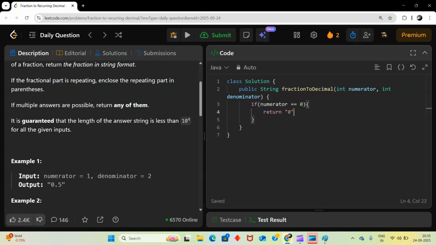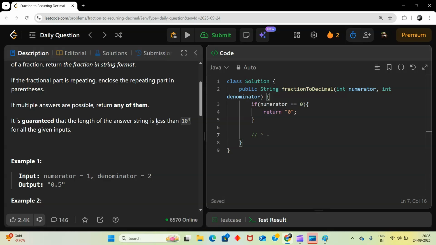Now it can also be negative, right? Numerator and denominator both can be negative, or one of them can be negative. If only one of them is negative, then we will consider our answer as negative. If both have the negative sign, it will be positive. So the operator we can use is XOR.